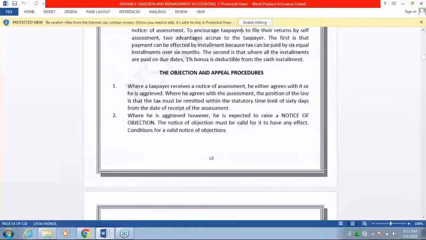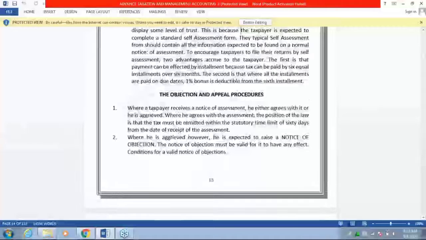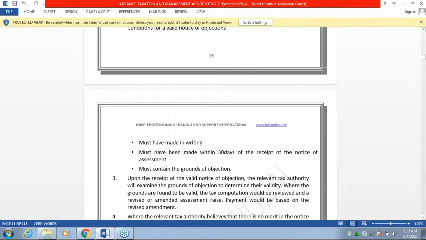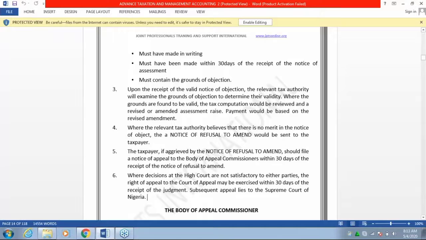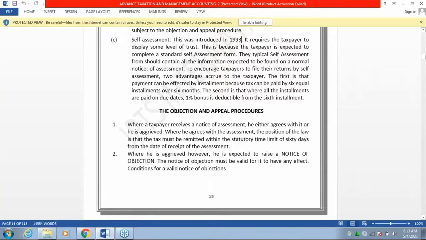Okay, if the tax authority uses BOJ, or the taxpayer has not been able to pay what is expected of him based on the assessment, how can the person object to such amount of money that has been put across to him, or use a kind of appeal procedure? Now we have about 6 steps, where a taxpayer receives a notice of assessment, and he either agrees with it or he does not agree with it.